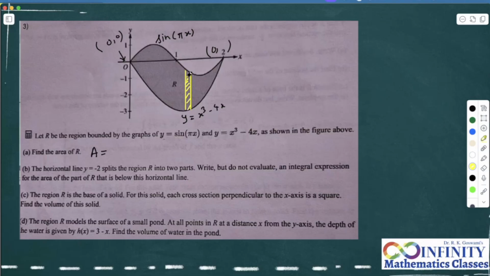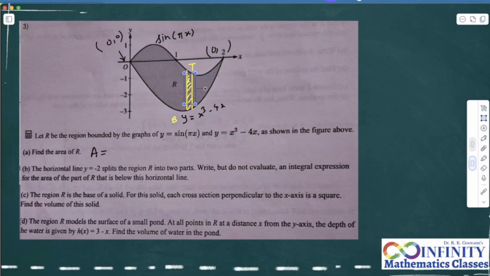So there may be a question: when to use vertical, when to use horizontal. The answer is, most of the time I can solve the question with either one. But you just look at the top, you just look at the bottom. Throughout, this strip can move from left to right anywhere. And you look at the top, it is always the sine curve, the bottom is always the cubic curve.